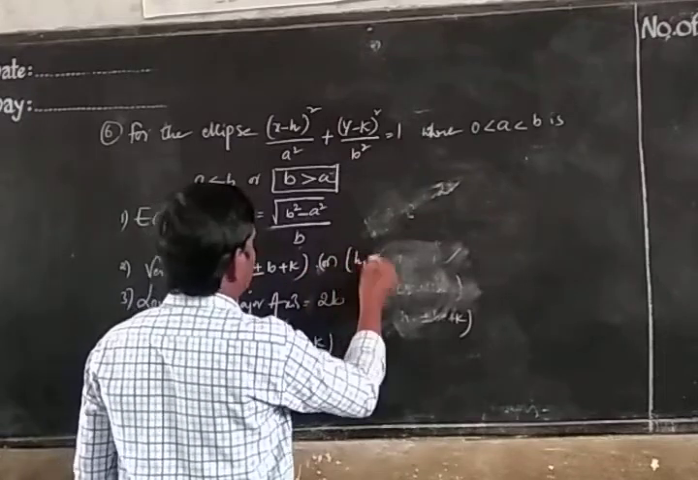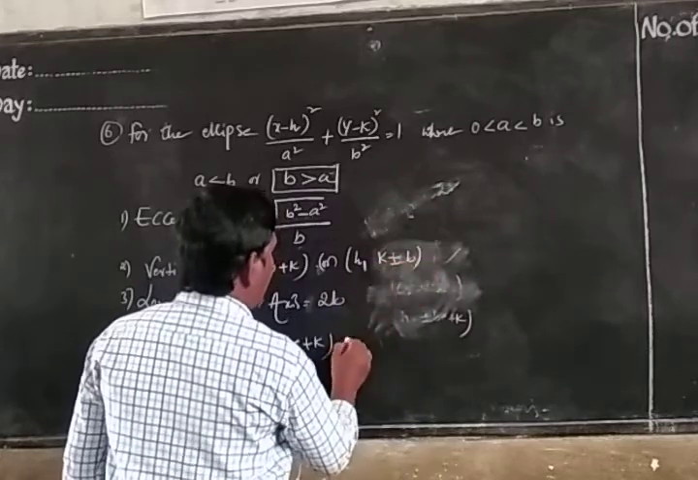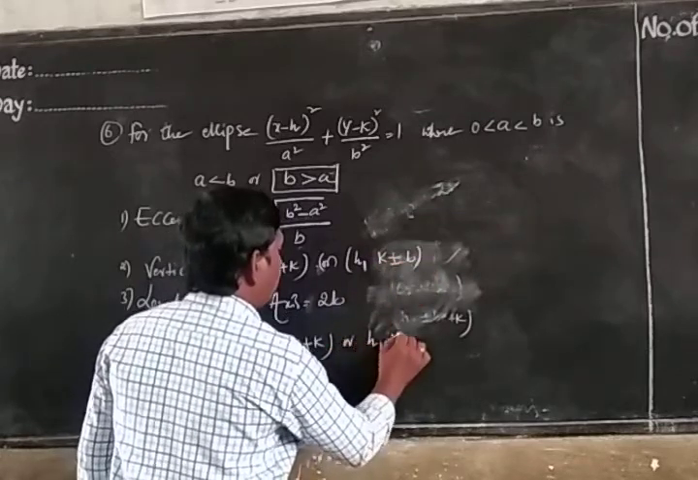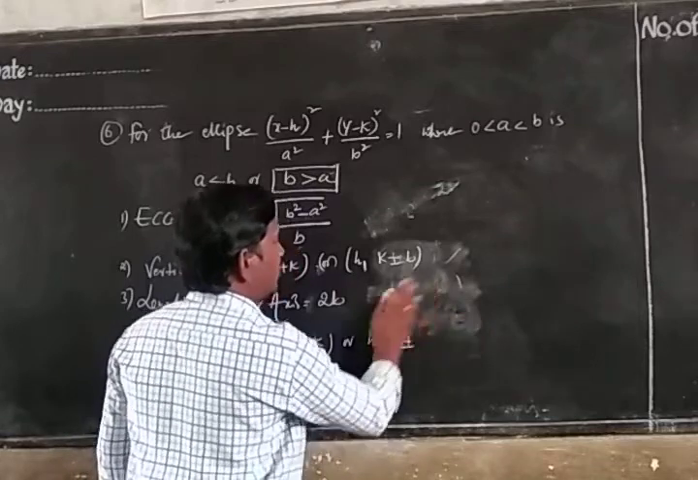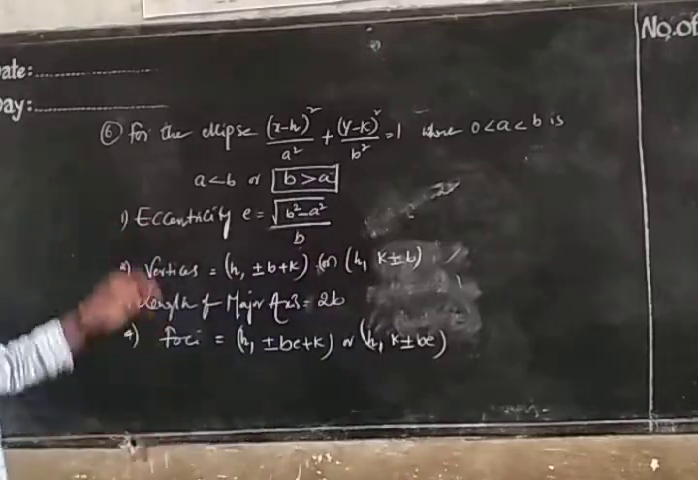H comma k plus or minus be, or h comma k plus or minus be, whatever it is. Okay, this is the problem.